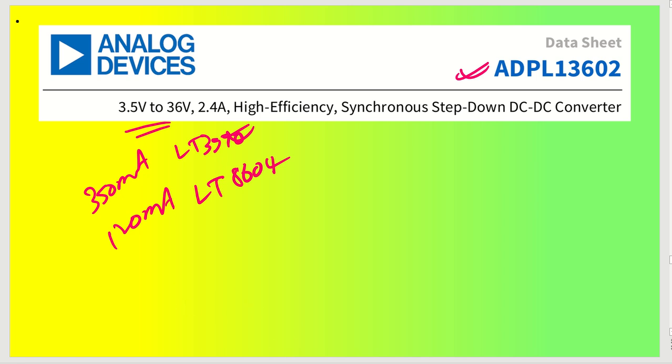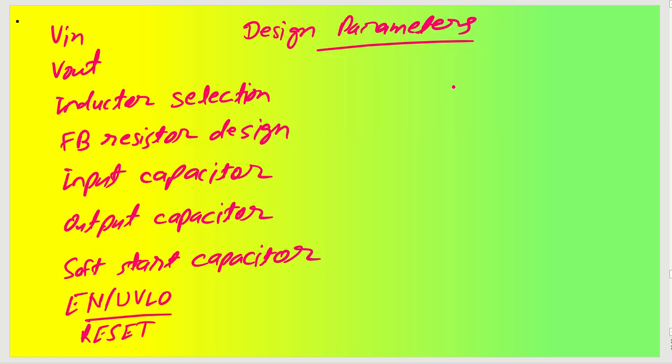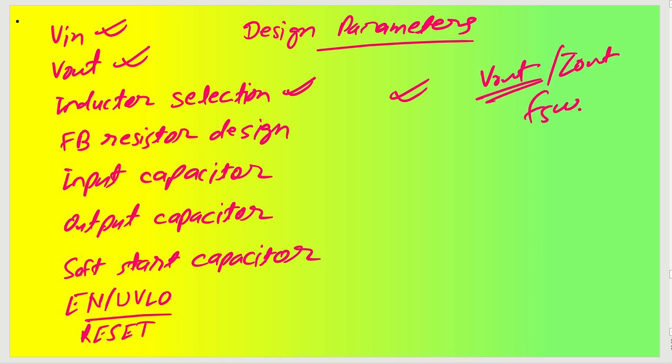But before that, I'll try to make you understand the design parameters we basically need to design the switching regulator for our required V output. We need to understand what my input voltage is, what my output voltage is, how to select the inductor for the particular V output and I output ratings and the switching frequency we have decided to work with. Then how we can design our feedback resistor divider so that we regulate the output voltage to a very accurate value.